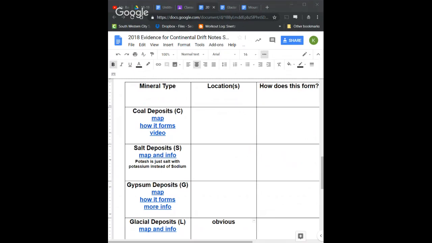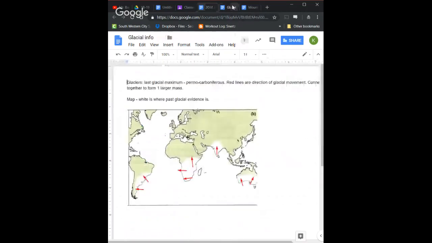What? I don't know what to put for the locations for the glacial deposits. All right, let's look at the picture again, and then you'll see it. Do you see these white marks here? That's where the glaciers are at.